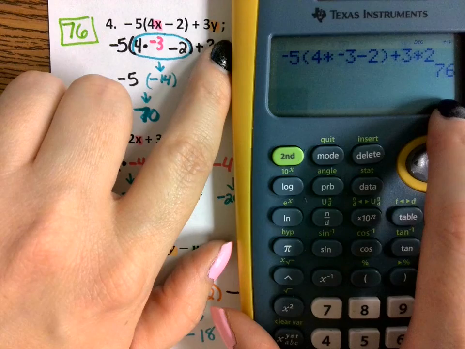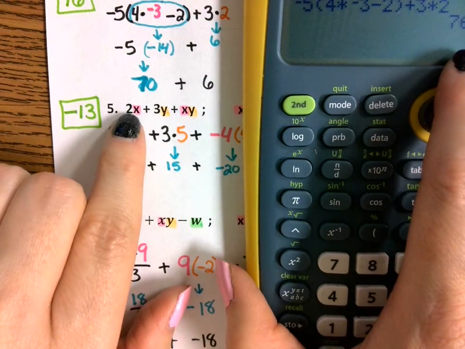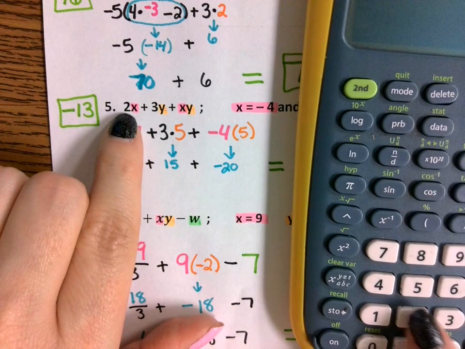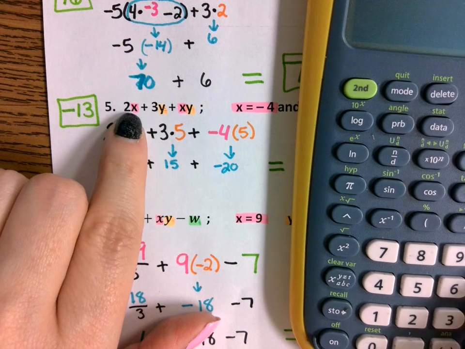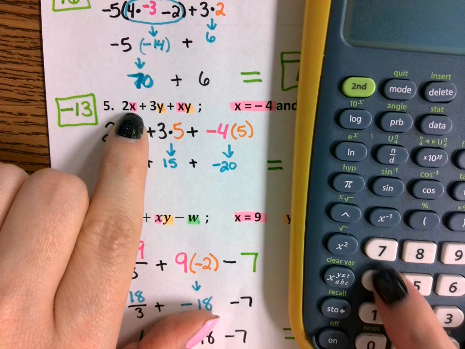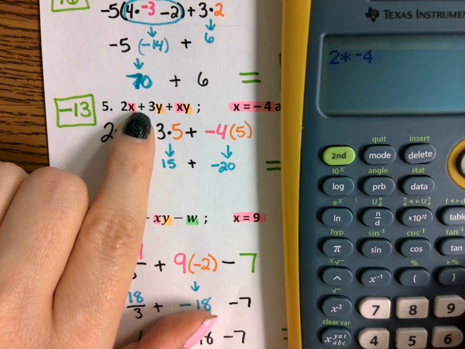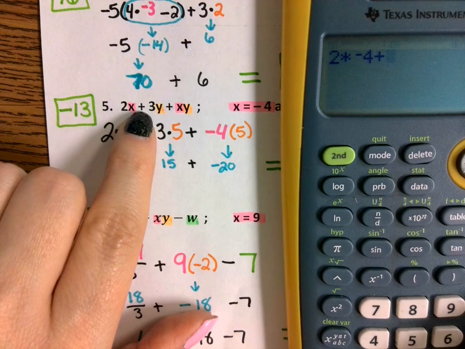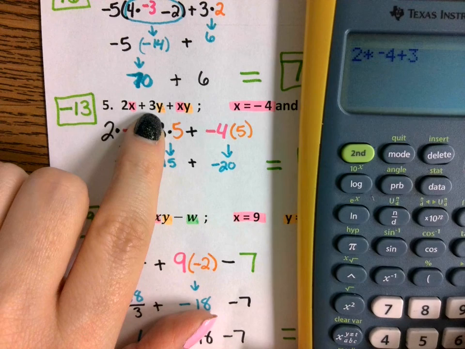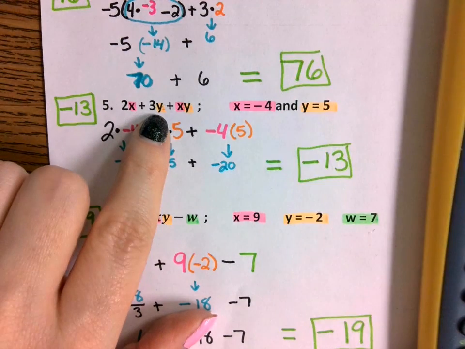Melanie, what's the first thing I'm going to put in my calculator? 2. Then I'm going to put what operation? Times. And what is my x? -4. So I'm going to put -4. Okay, 2 times -4. Then what am I going to put? Plus. Then what? Times. Okay, and what am I timesing it by? What's the y value? 5. So I'm going to put times 5.